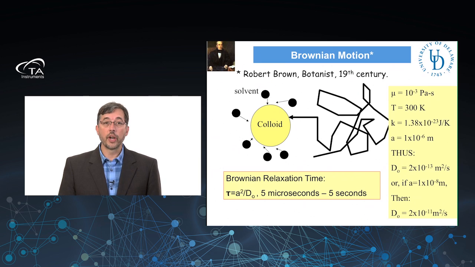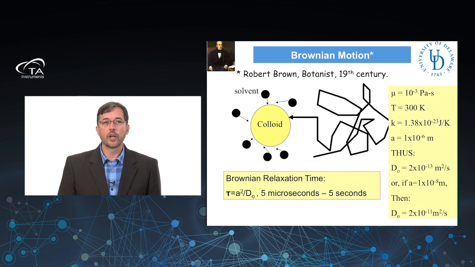Now that leads to some very interesting things. Remember, Brownian motion is named after Robert Brown, a 19th century botanist who first observed Brownian motion in a microscope. What he observed was a colloidal particle dancing around in solution. That occurs because of the thermal energy imparted to the particle by the collision of the solvent molecules, as you can see on the graph here on the left. The Brownian motion looks like a random motion, right? The particle just moves left, right, back and forth.